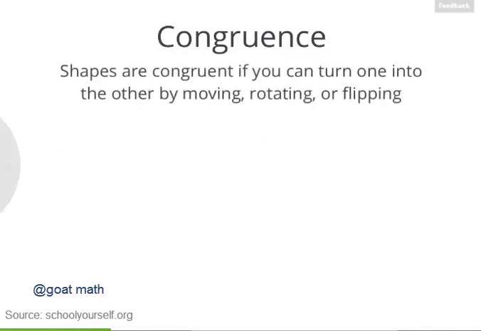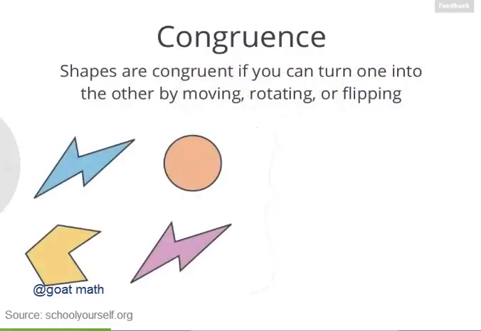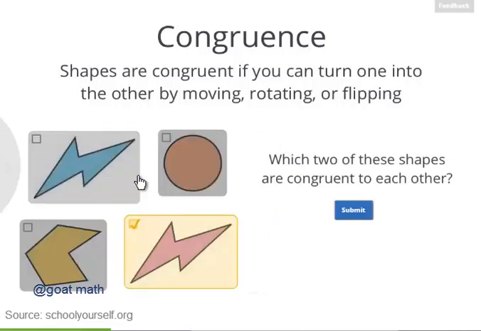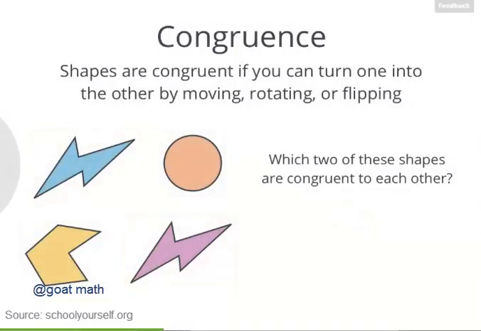Two shapes are congruent if you can turn one of them into the other by moving, rotating, or flipping it. For example, take a look at these four shapes here. Which two of these would you say are congruent? Nicely done. Yes, these two shapes are congruent.